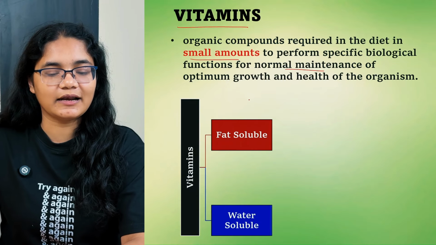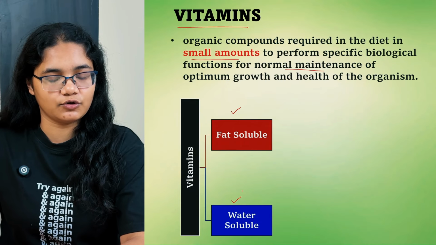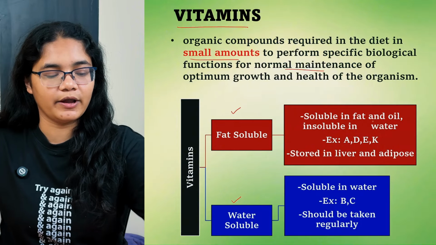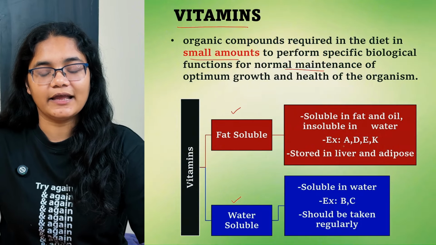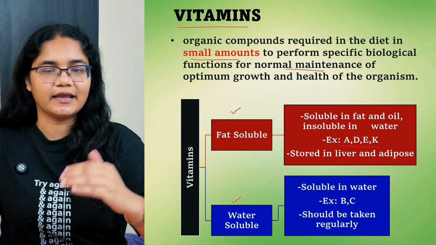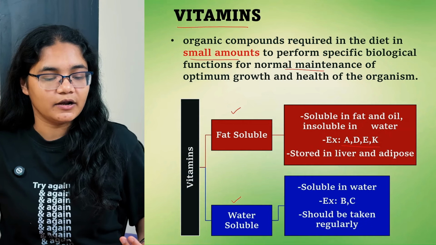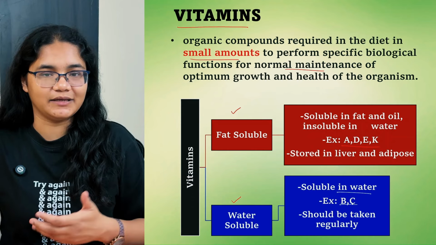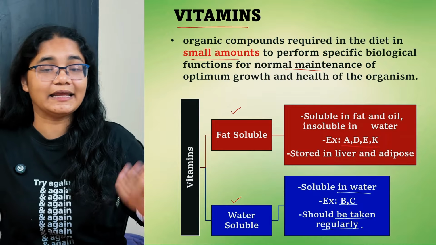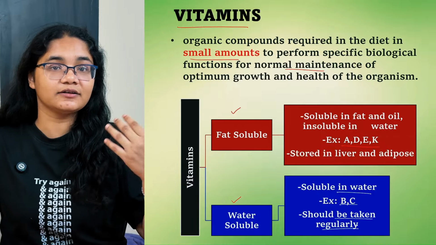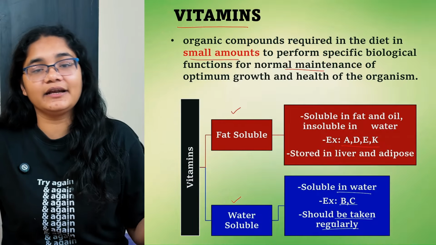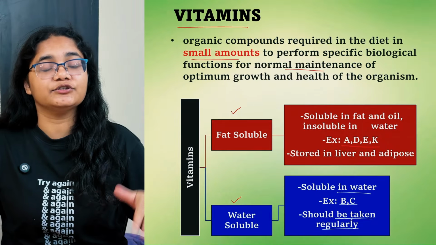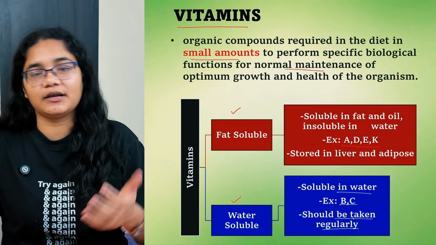Now vitamins are classified as fat soluble and water soluble. Fat soluble are those which are soluble in fat and oil. Examples are A, D, E and K, and they can be stored in liver and tissue. Now, in case of water soluble, these are soluble in water. Examples are B and C, and they should be taken regularly in our diet because they are easily excreted from our body through urination or sweating. So that is why you need to consume vitamin B and C sufficiently from your diet.